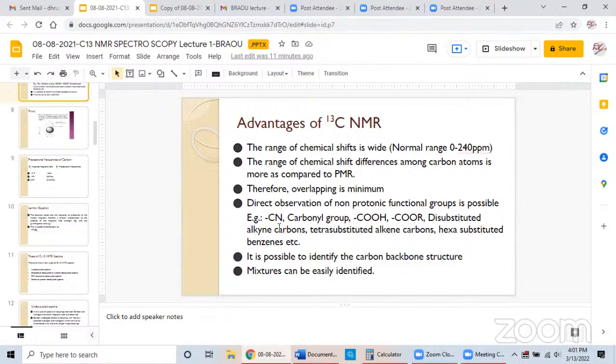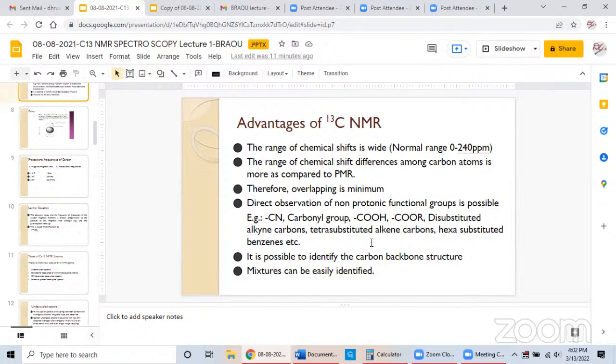Another advantage of C13 NMR is that even non-protonated functional groups can be observed, like nitriles, carbonyl groups, carbonyl of carboxylic acid, carbonyl of ester, hexasubstituted benzenes, disubstituted alkyne carbons, and tetrasubstituted alkene carbons. All these groups you cannot observe in proton NMR because they do not have an attached proton. Whereas in C13, since we are directly observing carbon, you can observe these groups also. This is one of the very important advantages of C13 NMR.